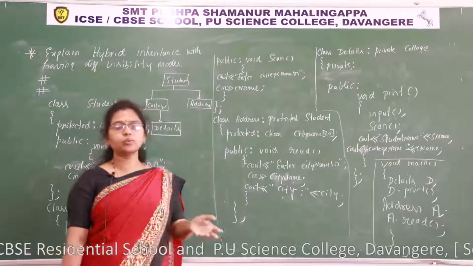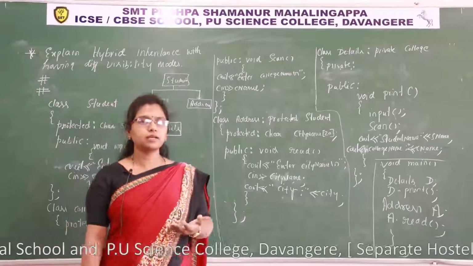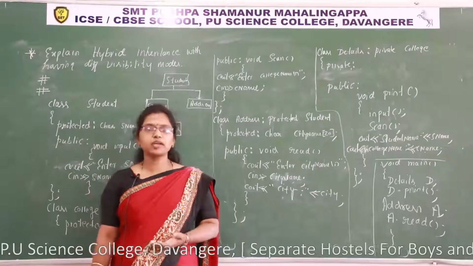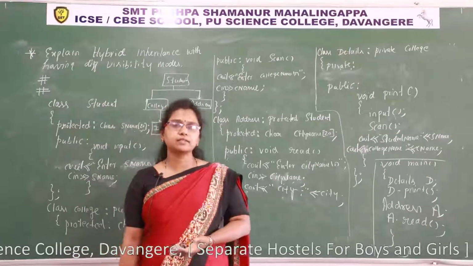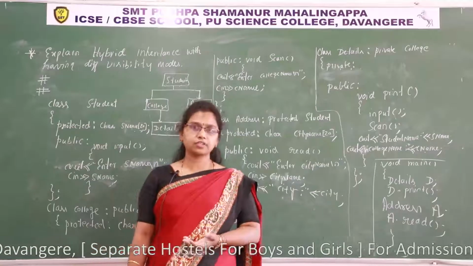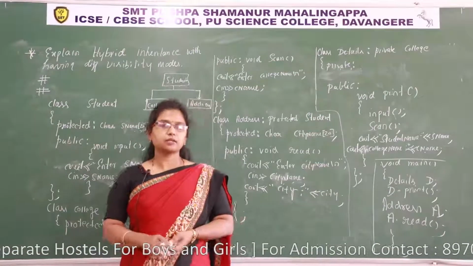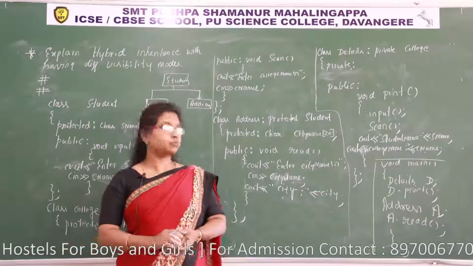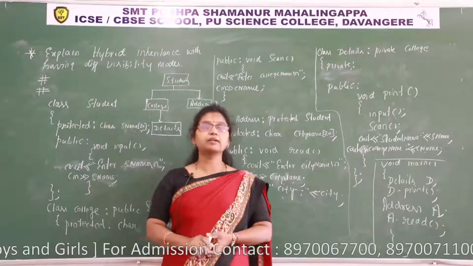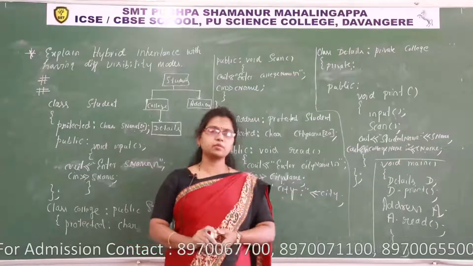What are the things we covered in this chapter? Definition, what is inheritance, what is base class, what is derived class, how to derive a class, types of inheritance, mode of inheritance, then constructors and destructors in inheritance, virtual base class, abstract class, then function overriding, and different problem statements on different types of inheritance and different modes of inheritance. So I hope you understood these concepts.